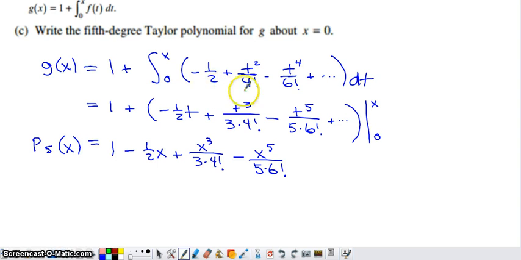Now the reason why I went with these 3 pieces is because I was kind of predicting what was going to happen. I needed a 5th degree Taylor polynomial. I recognized if I added 1 to this, that gave me a power of 5 on my variable, and that would generate my 5th degree Taylor polynomial. So here is that 5th degree Taylor polynomial for g of x based at 0.